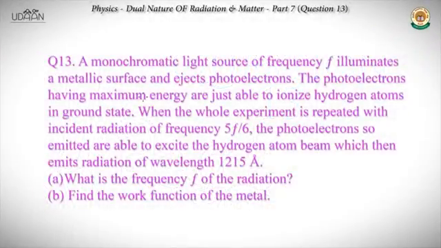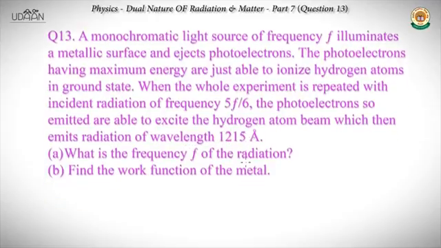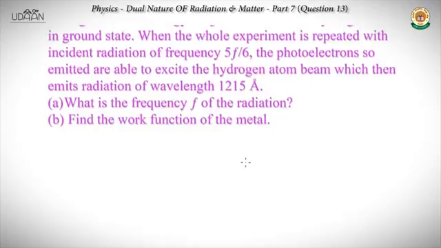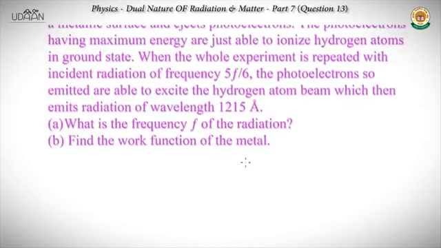Coming to question number 13, a monochromatic light source of frequency f illuminates a metallic surface and ejects photoelectrons. The photoelectrons having maximum energy are just able to ionize hydrogen atoms in ground state. When the whole experiment is repeated with the incident radiation of frequency 5f by 6, the photoelectrons so emitted are able to excite the hydrogen atom beam, which then emits radiation of wavelength 1215 angstrom. What is the frequency f of the radiation, and find the work function of the metal?